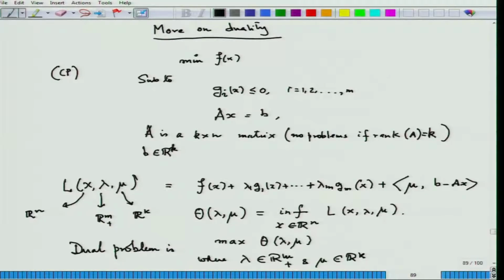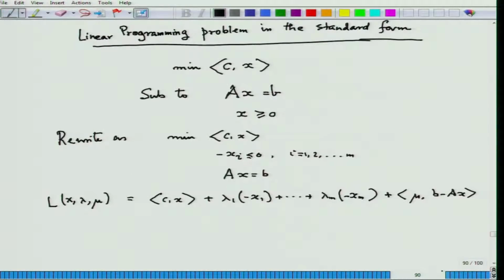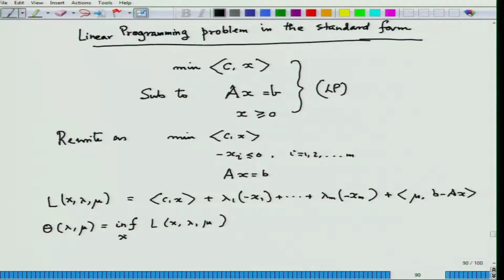So, now if I want to write down the dual problem for this standard linear programming problem, this is often called LP or LPP, linear programming problem in the standard form. Now, I want to construct this function. In the context of a linear programming problem, what would be theta(lambda, mu)? Does it have a specific form? That is the thing that we would like to figure out.